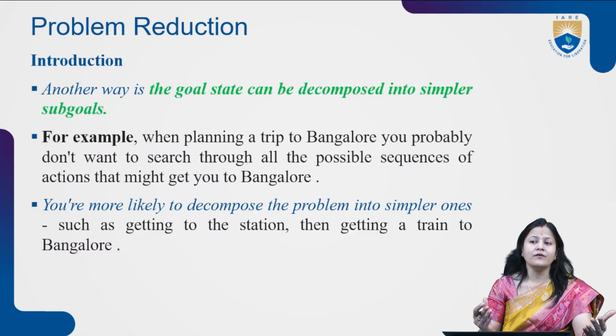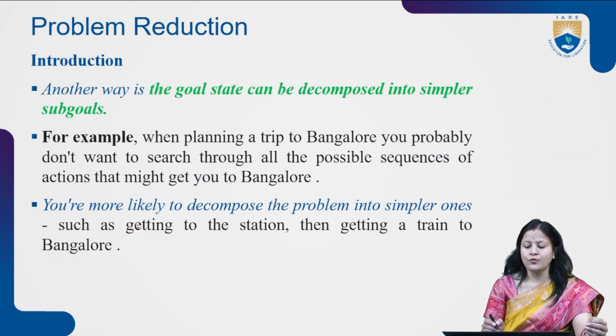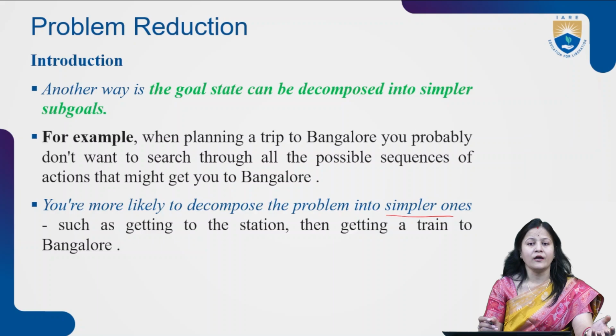That means we will not say that we'll pack our bag, then go to the station, then take an auto, and so on. All these small things we will not take care of. What we will do is decompose the problem into simpler ones, such as getting to the station first, then getting a train to Bangalore. This is one method. How to reach Bangalore is the goal of our task. So first we will go to the station, then we'll catch the train to reach Bangalore.